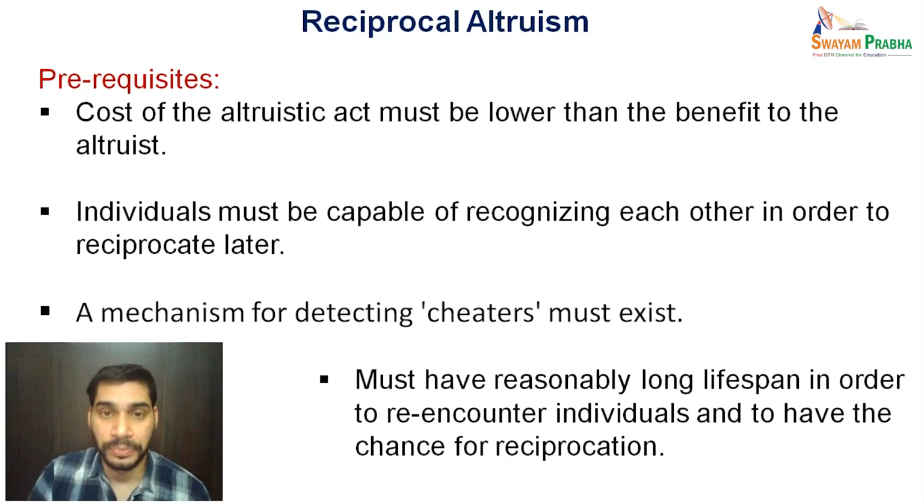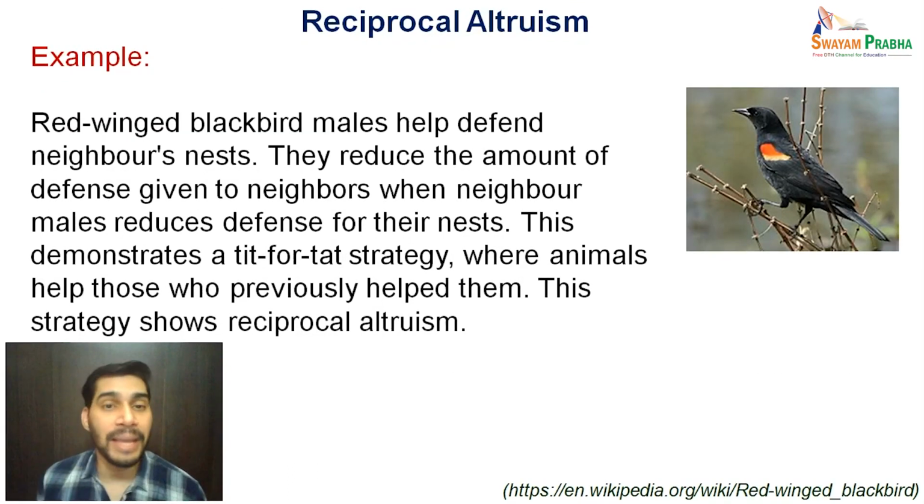An example of reciprocal altruism is red-winged blackbird males, which help to defend the neighbor's nest. They reduce the amount of defense given to the neighbors when the neighbor males reduce defenses for their nest. This demonstrates a tit-for-tat strategy, where animals help those who previously helped them. These strategies show reciprocal altruism.